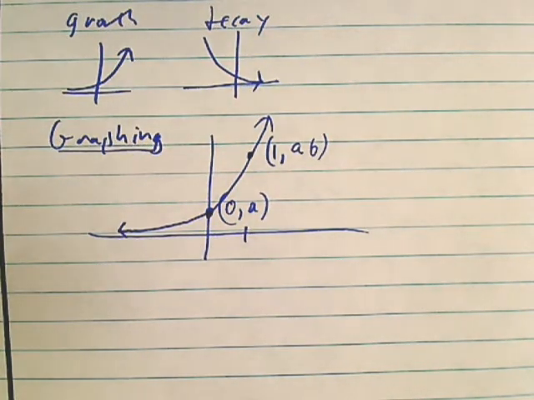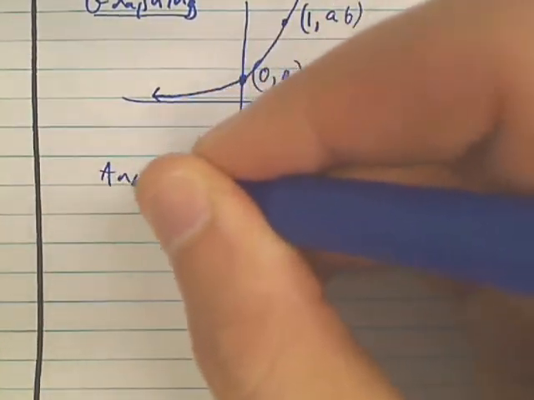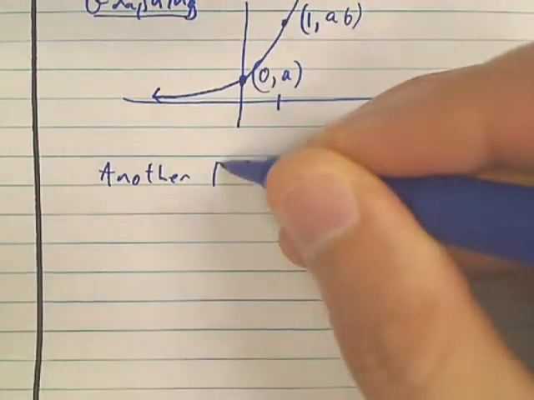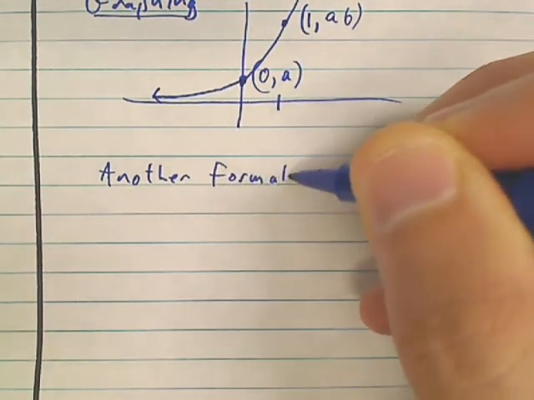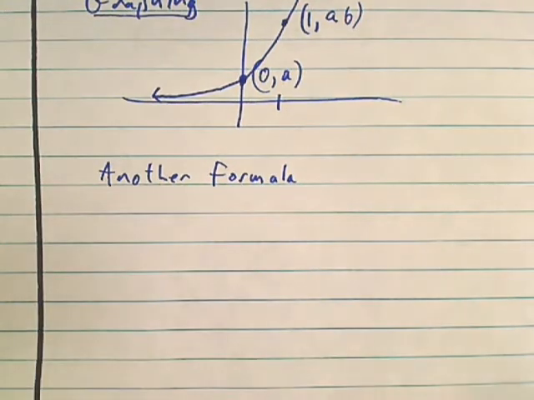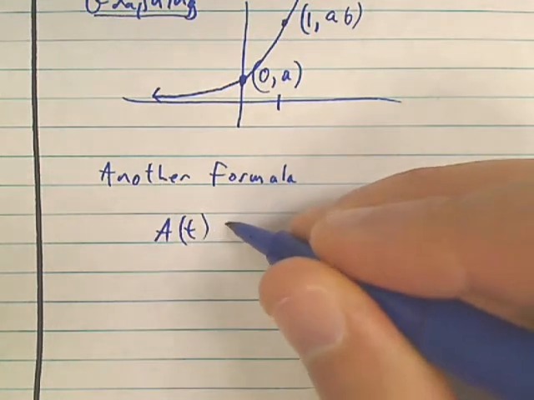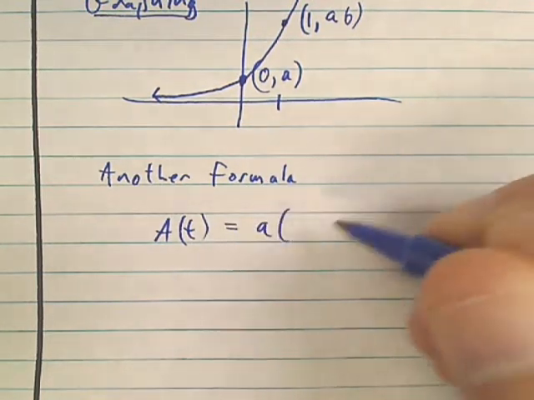I'm going to give you one more formula, and then we'll be done. Another formula. Which formula was it? It was the another one. Okay. This is another formula we use to model exponential growth.